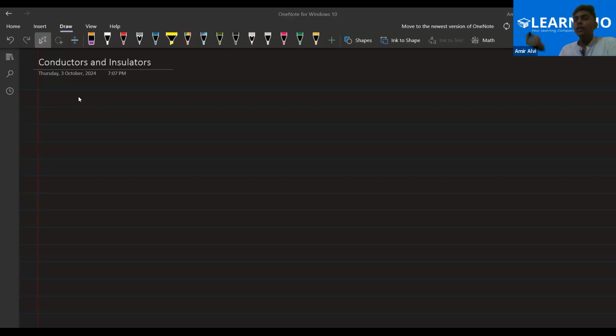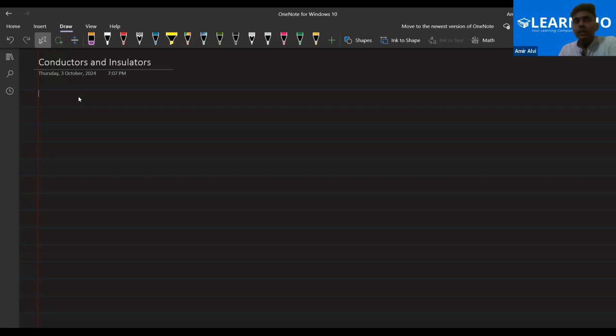Insulators are those materials which do not allow the electric current to flow in them. Insulators are basically wood, rubber, plastic, and a few more items. I'm not able to recall them. So these are the major insulators: wood, plastic, rubber, right?